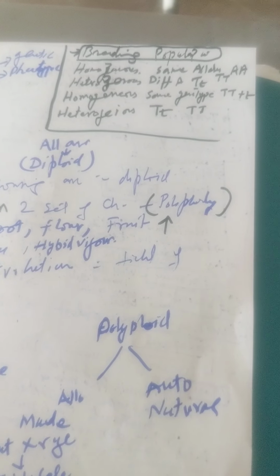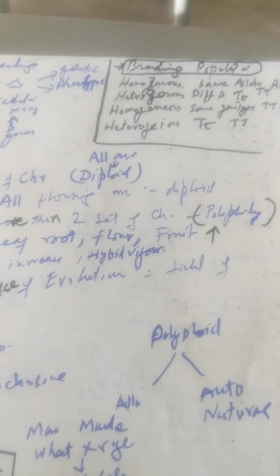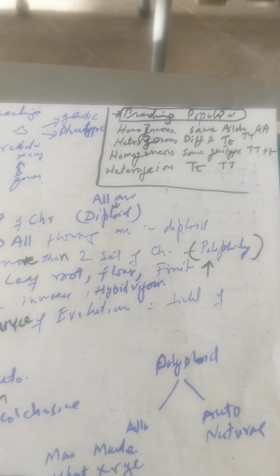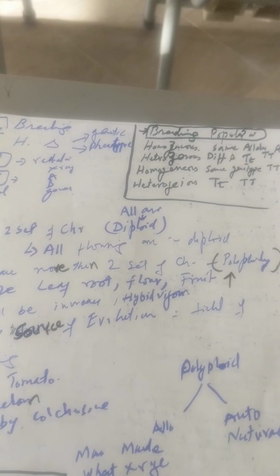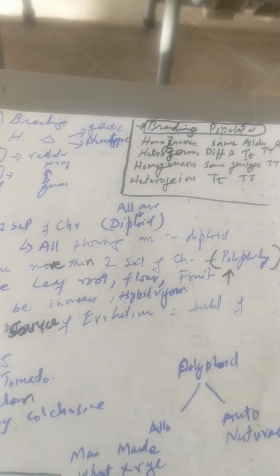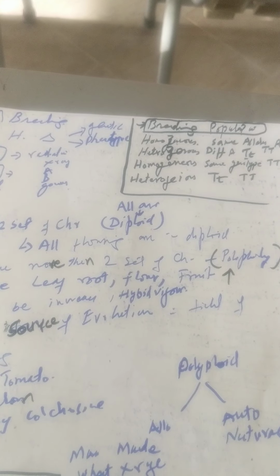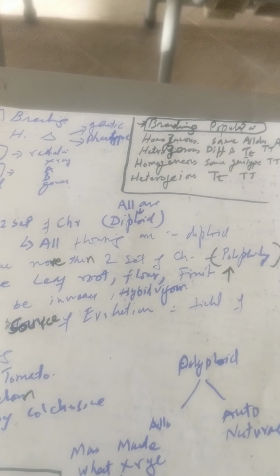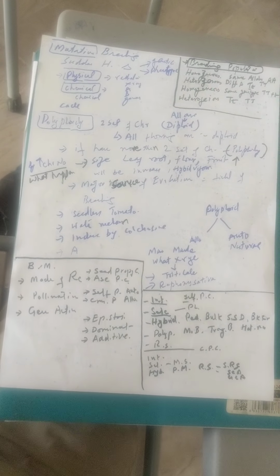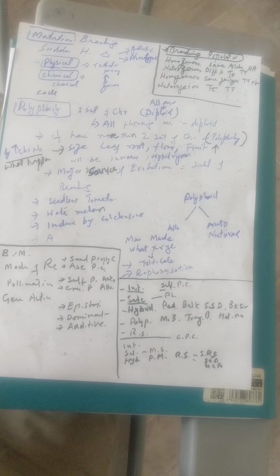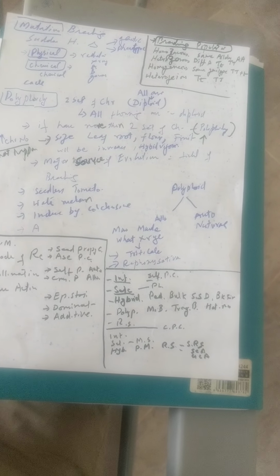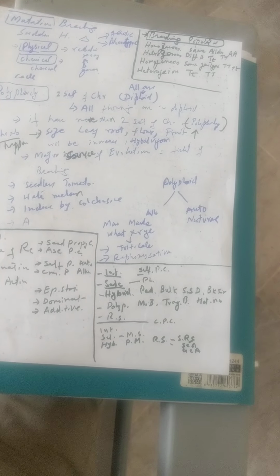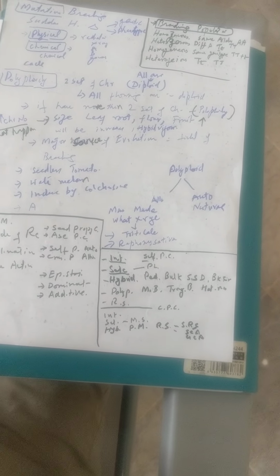Polyploidy is of two types, allopolyploidy and autopolyploidy. Allopolyploidy is man-made while autopolyploidy is natural. An example of man-made allopolyploids is wheat crossed with rye, giving triticale. The next example is Raphanobrassica. This was all about the conventional breeding methods in crop plants. Next, we will discuss the non-conventional breeding methods.